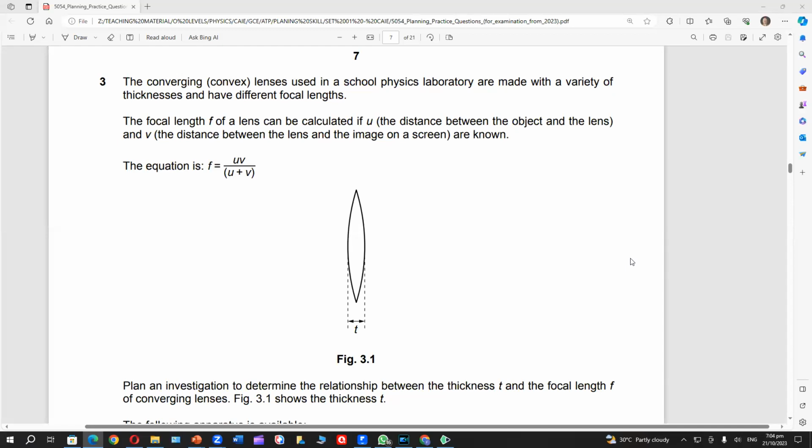The converging lenses used in a school physics laboratory are made with a variety of thicknesses and have different focal lengths. The focal length f of a lens can be calculated if u, the distance between the object and the lens, and v, the distance between the lens and the image on a screen, are known. The formula is f is equal to uv upon u plus v. Read the question.